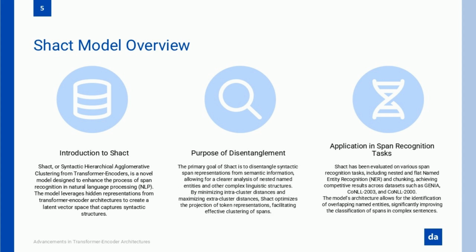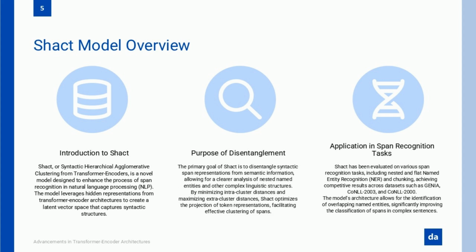SHACT takes the hidden representations of transformer-encoder architectures and projects them into a latent vector space where it clusters tokens based on their syntactic roles. Imagine words and phrases being grouped into tightly bound clusters, like planets orbiting their own stars. These clusters make it easier for the model to identify patterns, relationships, and even overlapping entities that standard models struggle with. But what sets SHACT apart is its purpose of disentanglement.